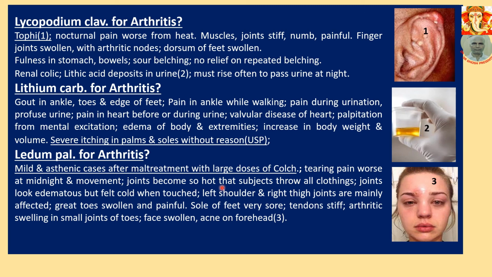Joint becomes so hot that the subject throws off all clothing. Joint looks edematous, feels cold when touched. Left shoulder and right thigh joint are mainly affected. Note the picture: left upper, right lower are mainly affected. Great toes swollen, painful. Soles of feet very sore. Tendons stiff, arthritic swelling in small joints of toes. Face swollen, acne on the forehead. This is the picture.